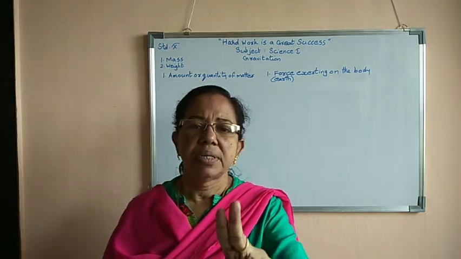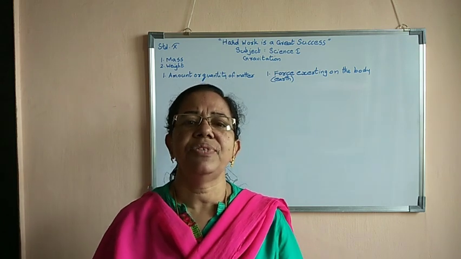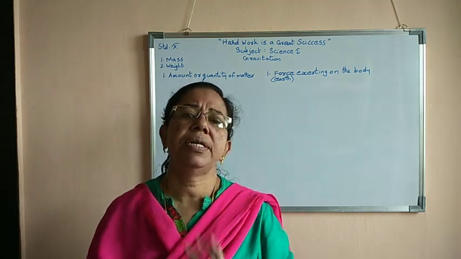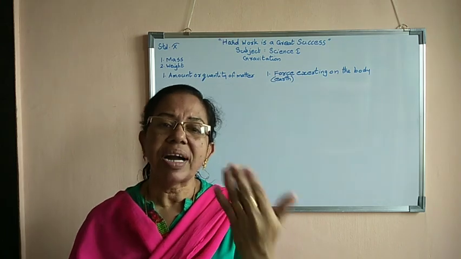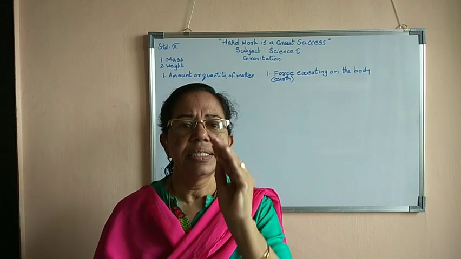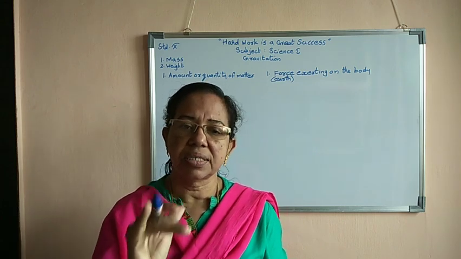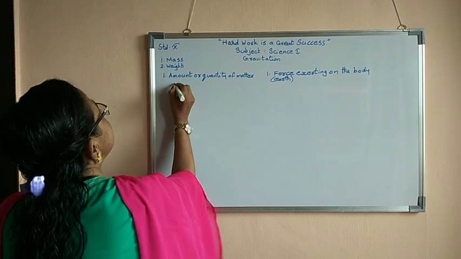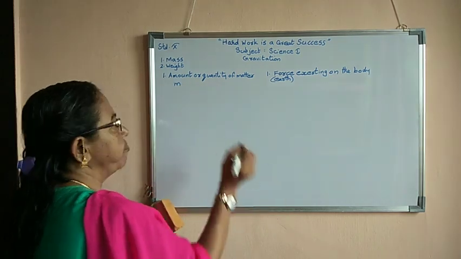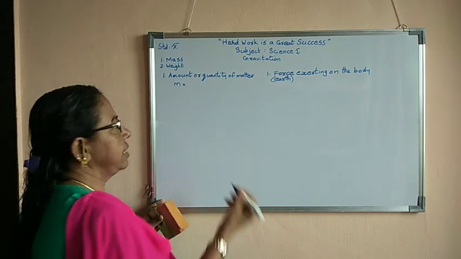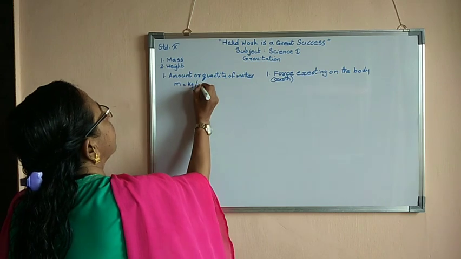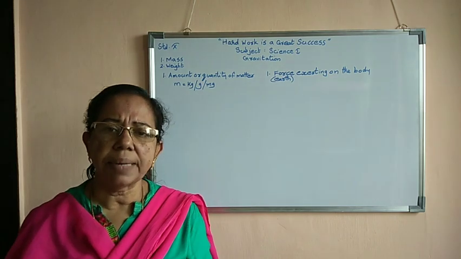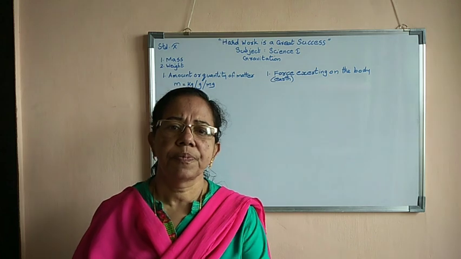So we have got one distinguishing character between mass as well as weight. What is mass? Mass is the amount of matter present in a body. At the same time, what is weight? Weight is the force of earth exerting on a body. For mass, the symbol is m, and the mass of a body we can measure in kilogram or gram or milligram.